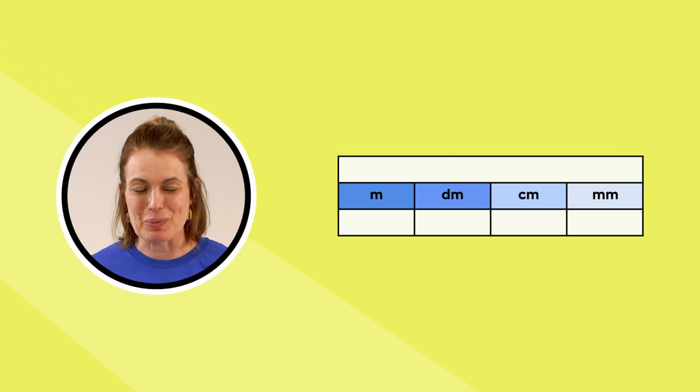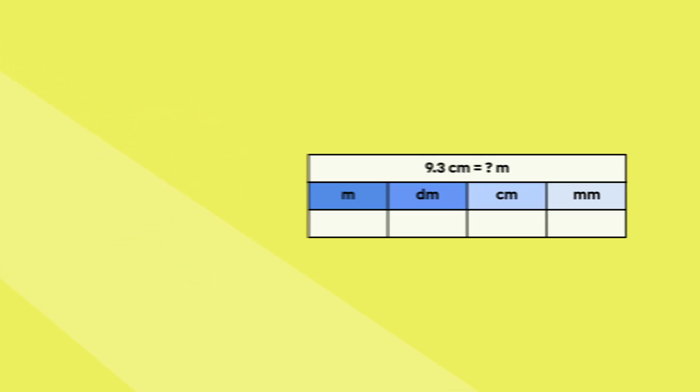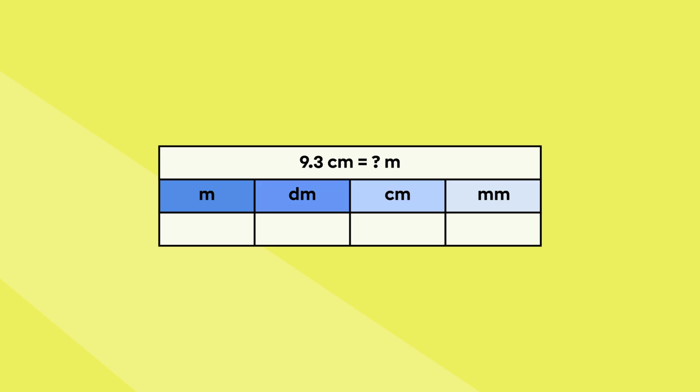I'll do a second example with you. How many meters is 9.3 centimeters? I find the column of the starting unit of measure, the one for centimeters. Then I write the digit in the ones position in this column. In the number 9.3, 9 is the digit in the ones position. I then place the other digits in the number, not forgetting the decimal point. Once this has been placed, I find the column of the new unit of measure, the one for meters. I then move the decimal point to the right of the new unit column, which is meters.